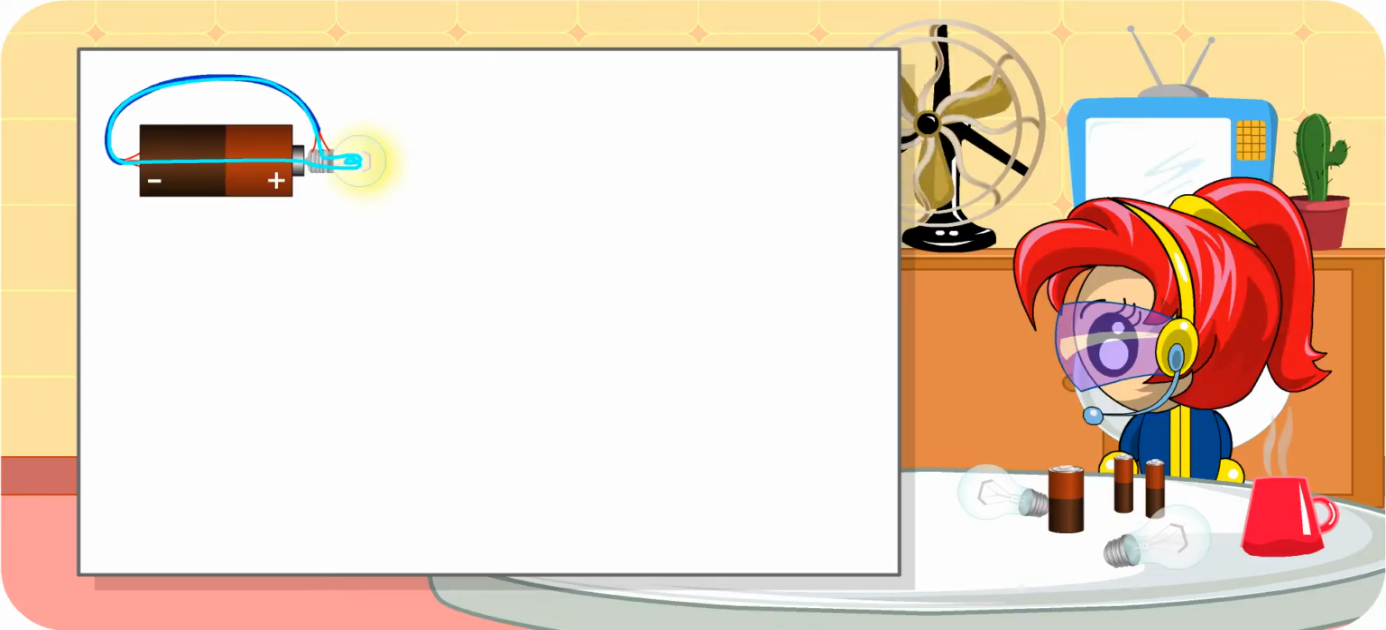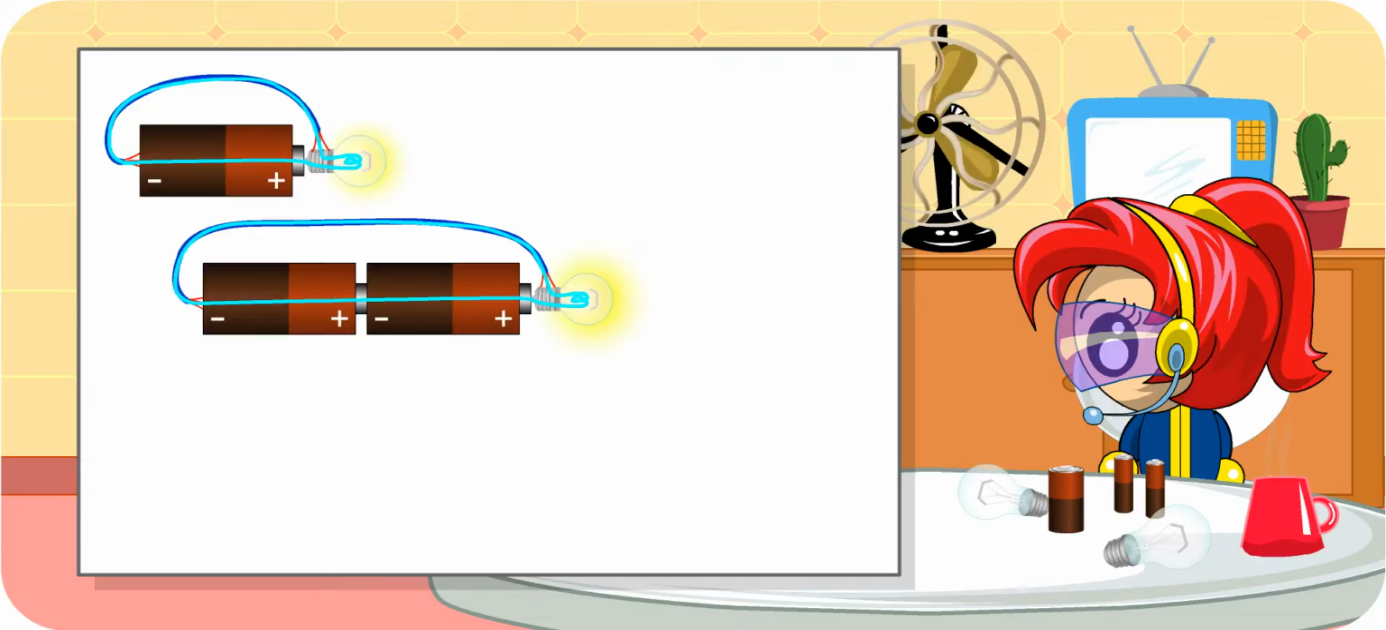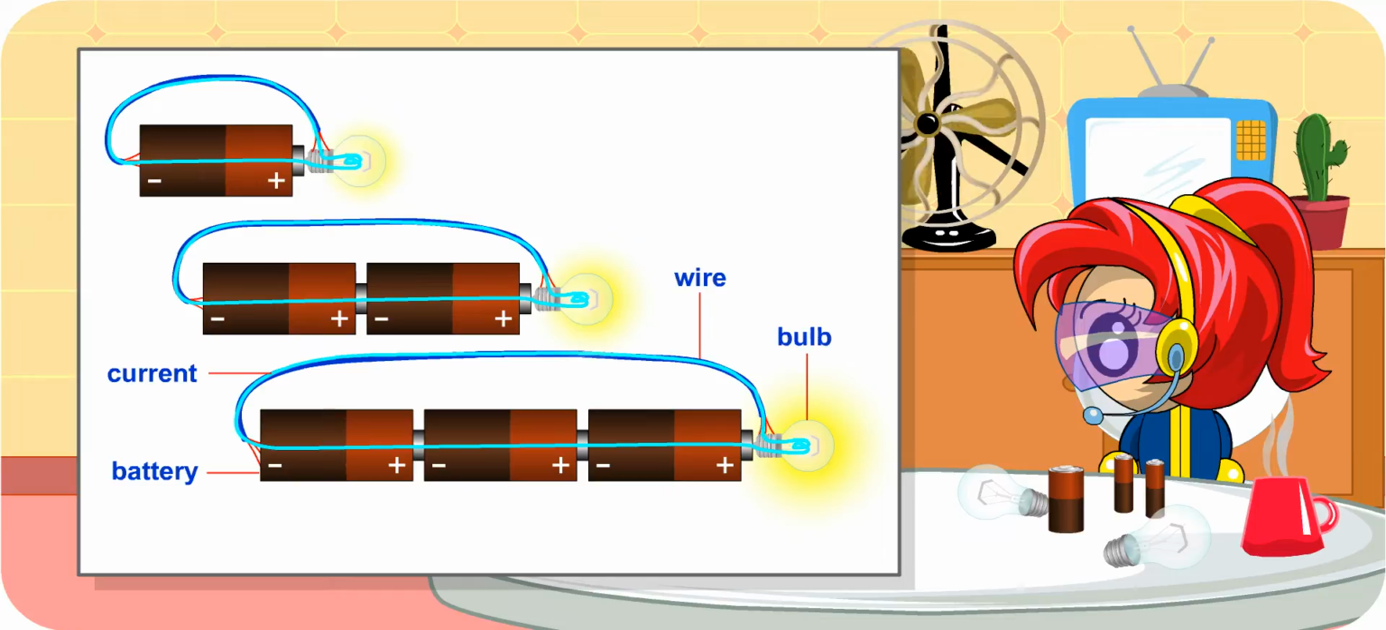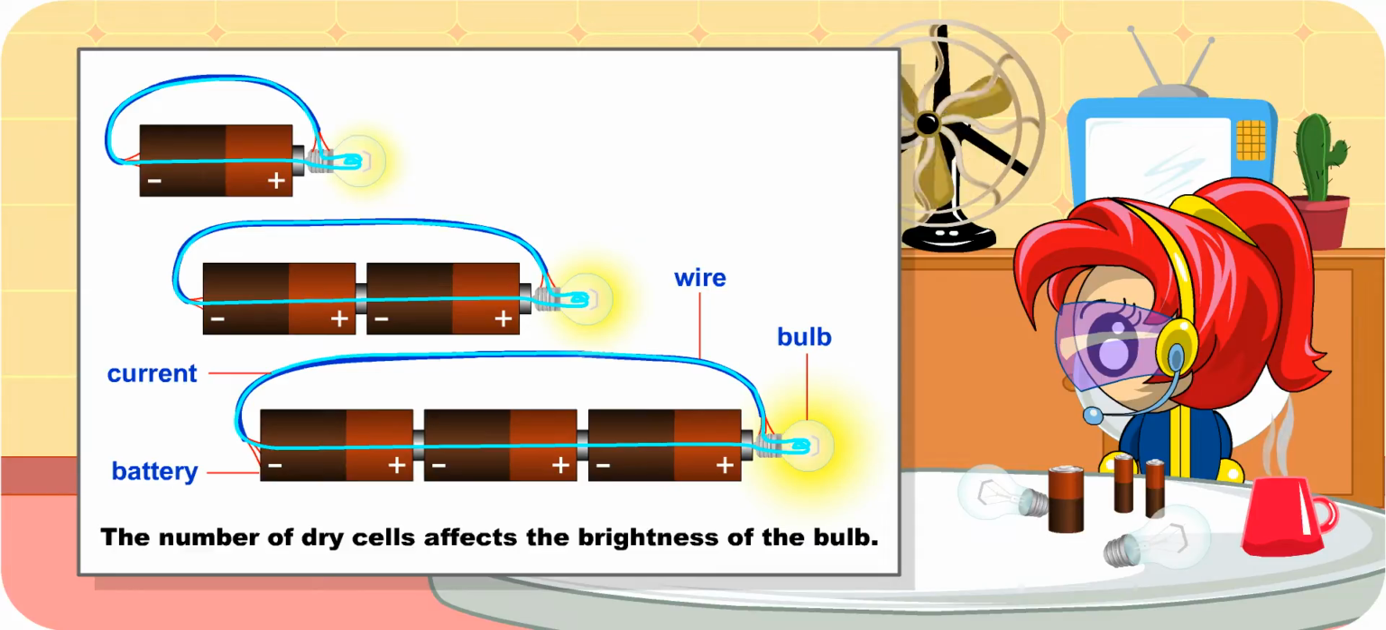I know, the number of dry cells. If you use more dry cells in a circuit, the amount of current flowing through the circuit will increase. Well done! The greater the number of dry cells used, the greater the amount of current and the brighter the bulb will be.